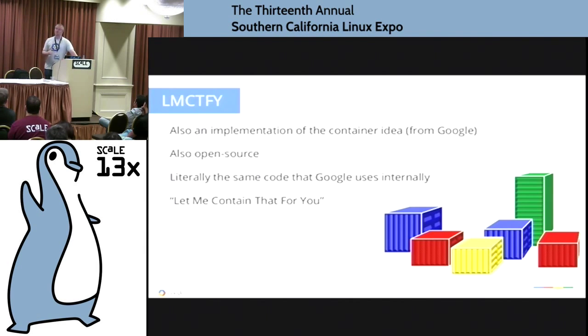It is literally the same code that we run inside Google for isolation, right? There's a few things that are ifdef'd out, but otherwise, it's exactly the same code. And I promise it is not what you want to use. It's more complicated than Docker. It is not nearly as fine-tuned as Docker for the user experience. It's more of a library than a product.